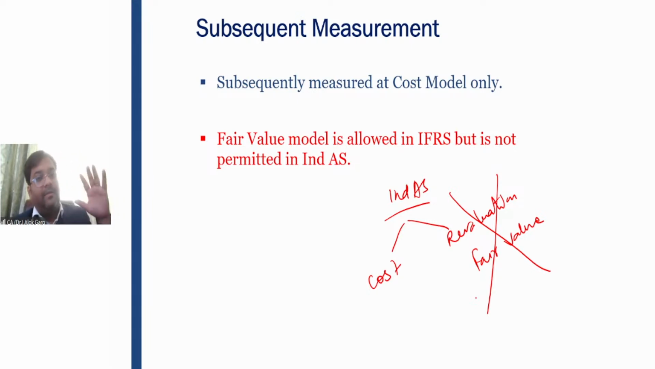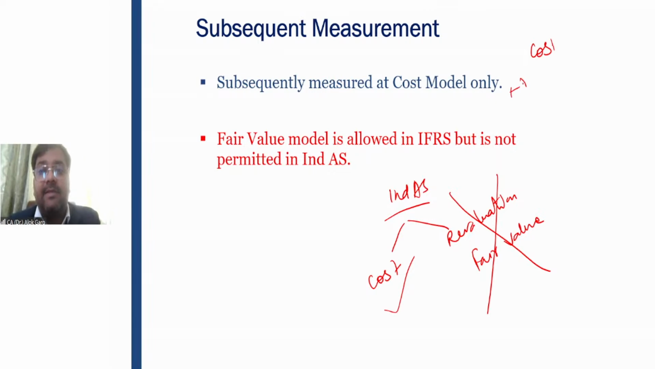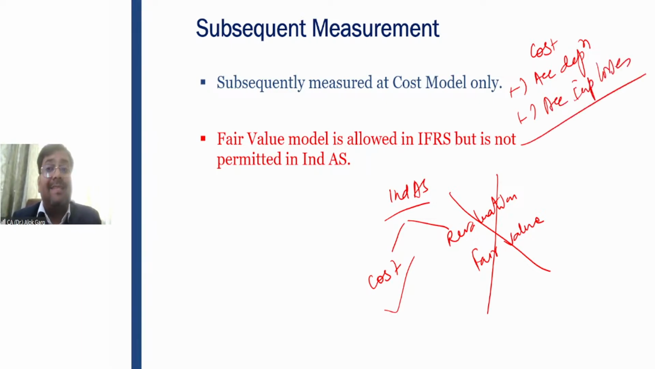So friends, initially it has to be measured at cost like PPE. Subsequently, only the cost model is applicable. Only the cost model is applicable means the subsequent measurement will happen at cost minus accumulated depreciation minus accumulated impairment losses. If it is land, in that case, land will not depreciate. Of course, you need to check the impairment, but land will not depreciate. But if it is a building, of course, cost will be there. If the life of the building is 30 years, 50 years, you have to depreciate that building, right? And if there is an impairment indicator, you have to check the impairment losses also, right, guys?